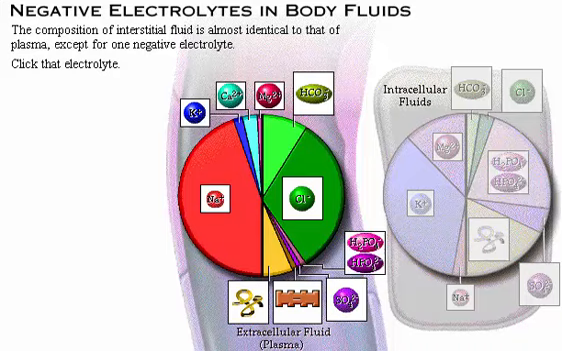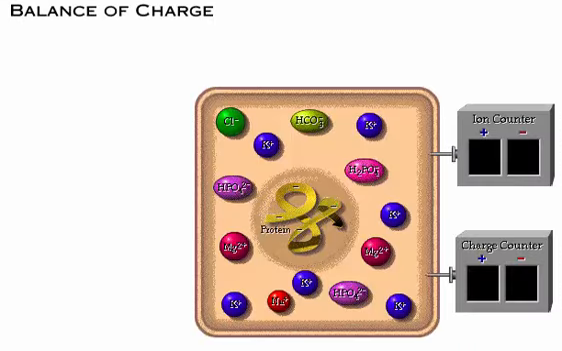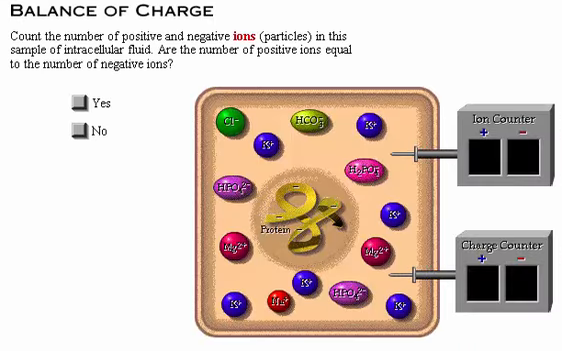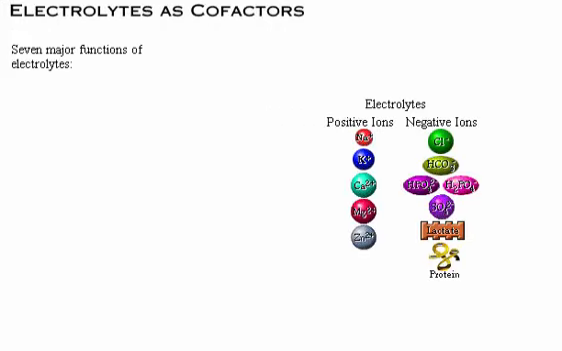Count the number of positive and negative ions, or particles, in this sample of intracellular fluid. Are the number of positive and negative ions equal? Now let's look at a few of the many important functions that electrolytes perform in the body.